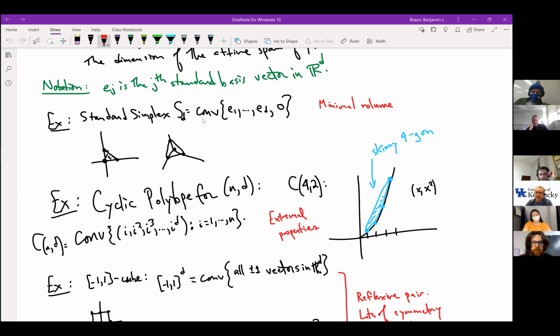And the reason why the standard simplex is important is that it has minimal volume among all lattice simplices. And I should say a simplex, I'll define this later, but a simplex is a d-dimensional lattice polytope with d plus 1 vertices. So it's kind of like the least number of vertices you need to define something d-dimensional. So it's triangles in R2, tetrahedra in R3, etc.